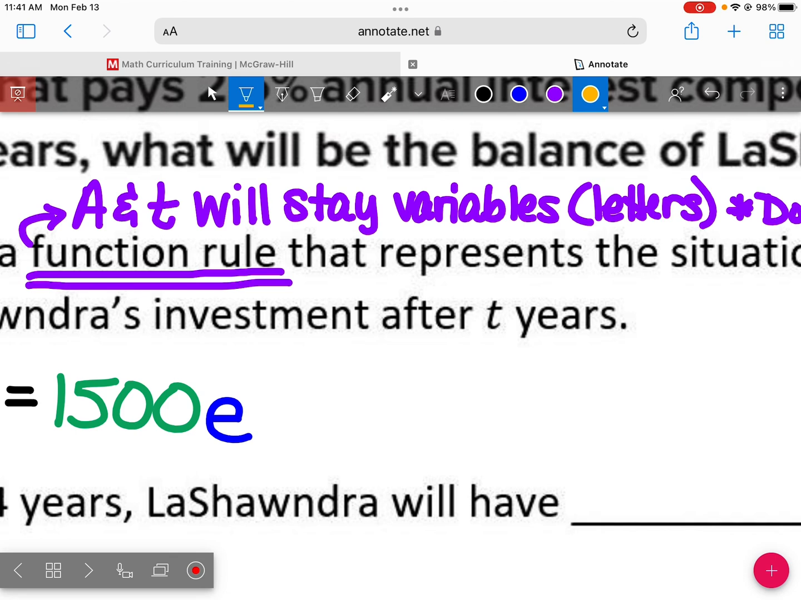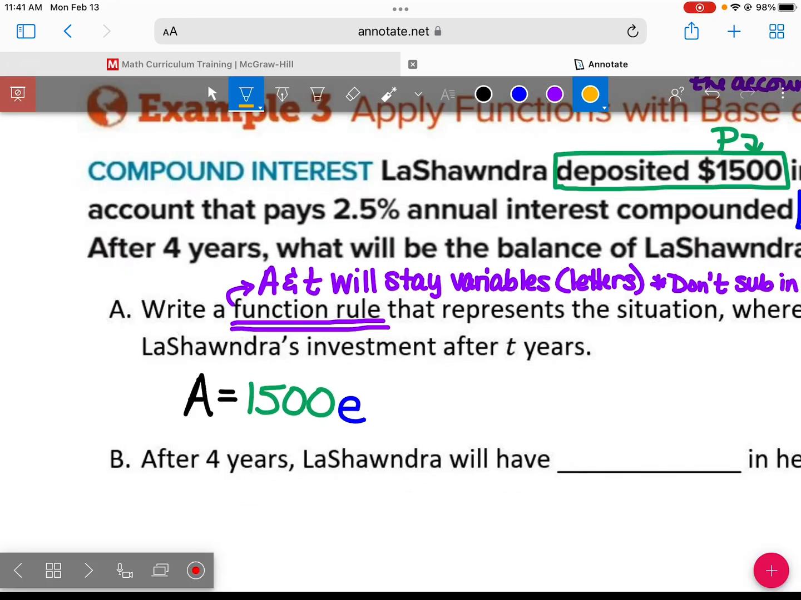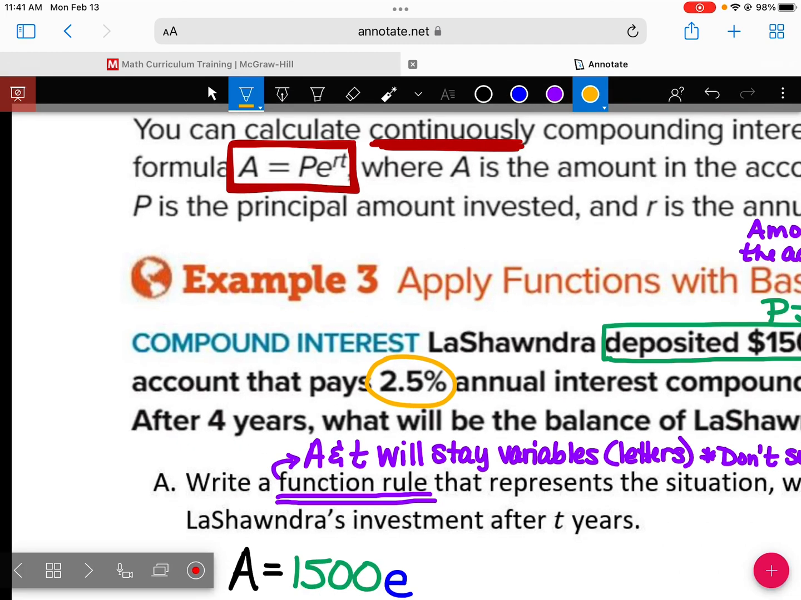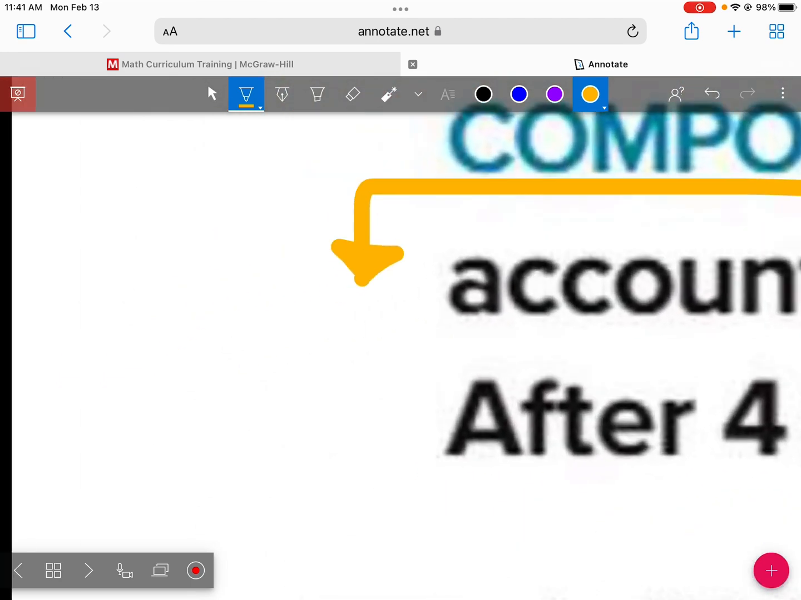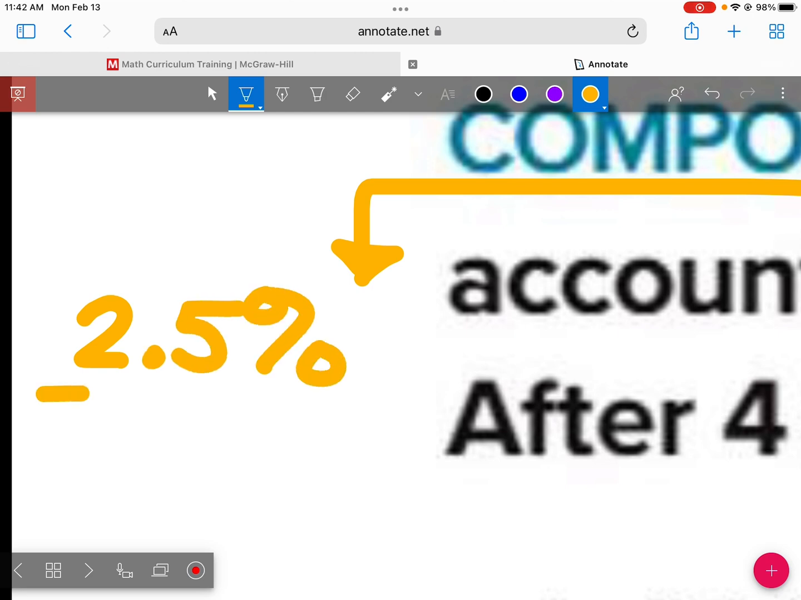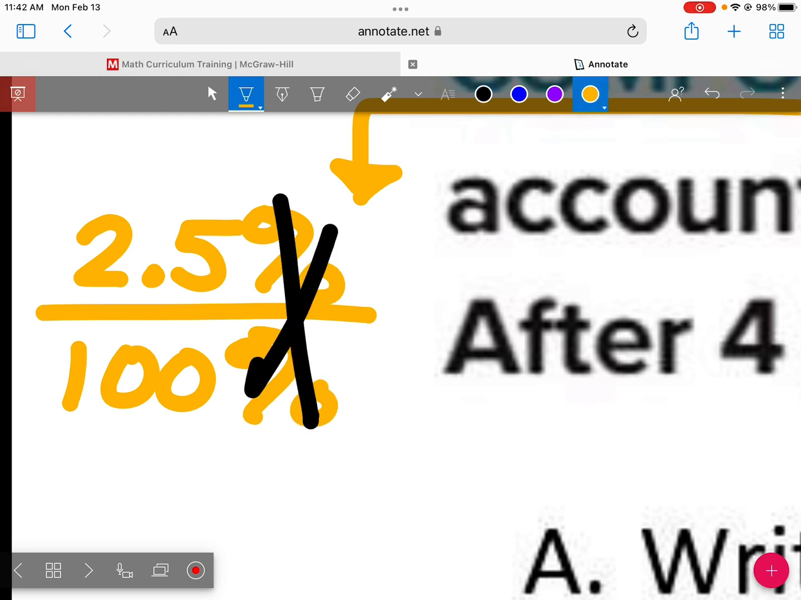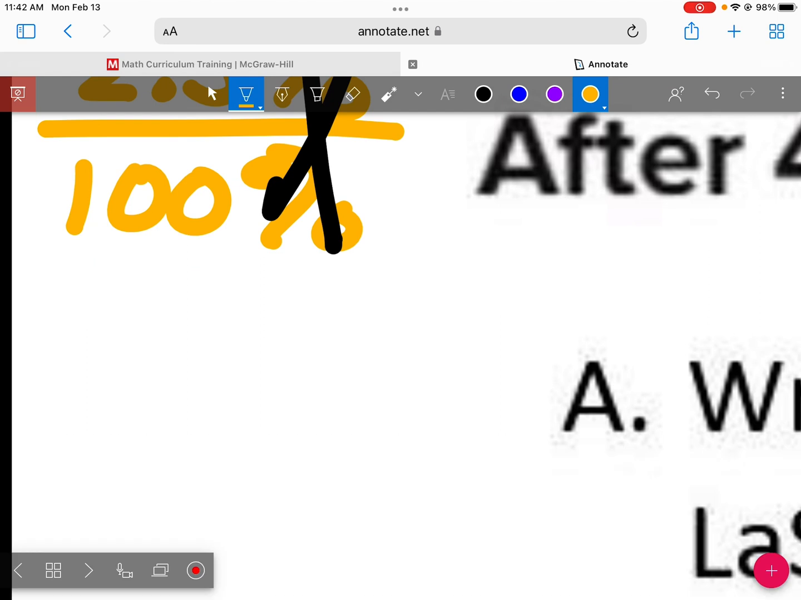What else do I need for my function rule? The R and T. Where do I go looking for the R? What symbol lets me know I've found R? Percent. So I have 2.5%. What do I need to do so that I can use it in my formula? Divide it by 100. 2.5% divided by 100%. That makes my percent signs cancel out. And I get what?